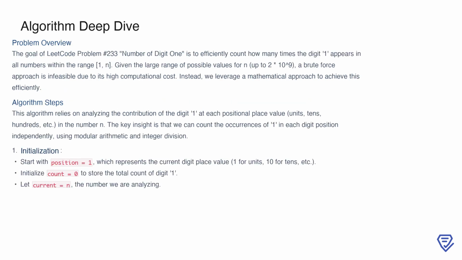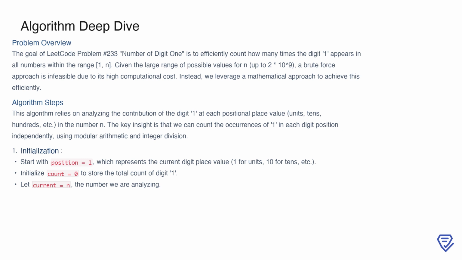To solve LeetCode problem number 233, Number of Digit One, the objective is to count how many times the digit 1 appears in all numbers from 1 to n. Given the potential size of n, which can go up to 2 billion, a brute force approach that iterates through every number would be far too slow. Instead, we adopt a mathematical strategy that focuses on analyzing the contribution of the digit 1 at each positional place value, such as the units, tens, hundreds, and so on. By breaking the problem into manageable parts, we can count the occurrences of 1 in each digit position separately using modular arithmetic and integer division.